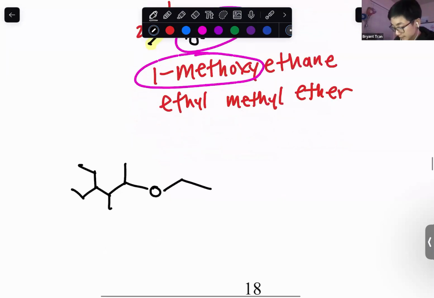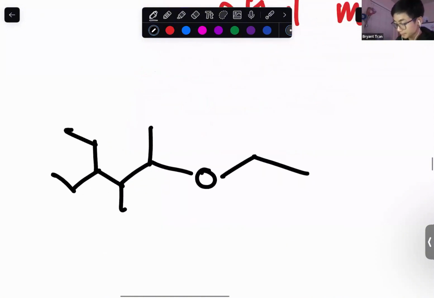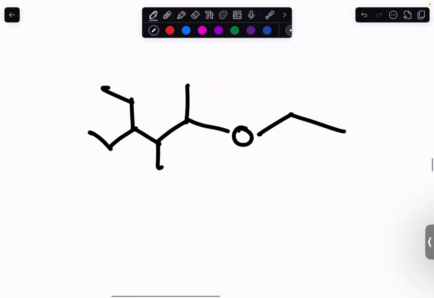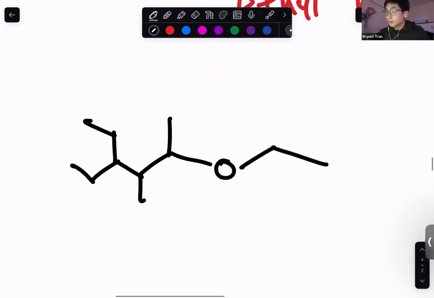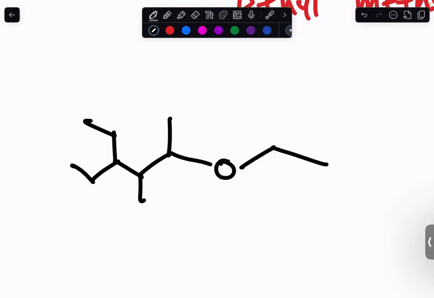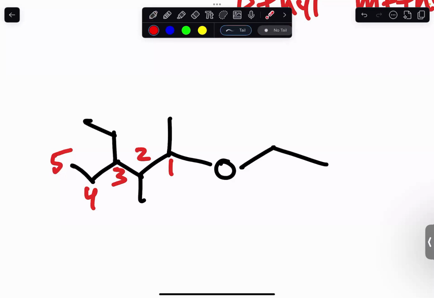how would you name this ether here? Wait, let me write this down. So our longer chain has 1, 2, 3, 4, 5. So we have a pentane. And then our substituent is an ethyl. So that would turn into an ethoxy.